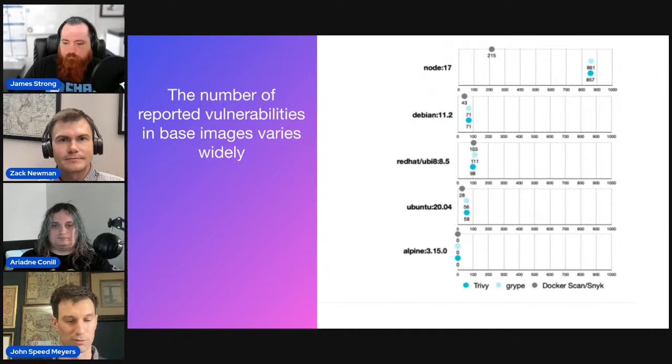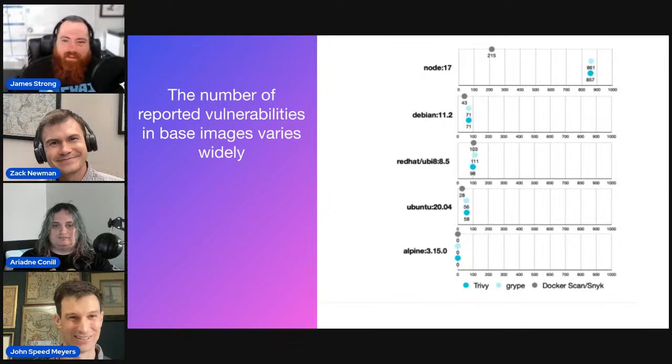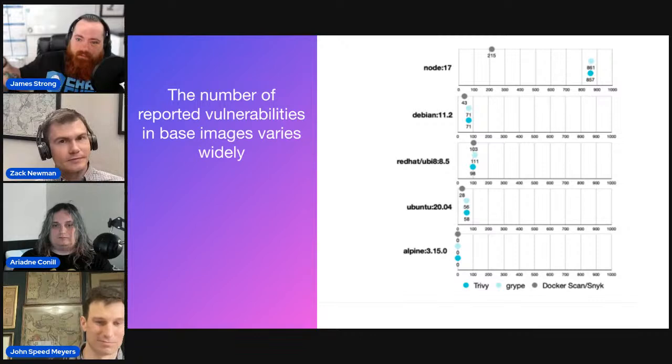And then there's a third category. And Alpine is not the only one like this, but it is the only one in our analysis like this, where no matter the scanner, there were zero reported vulnerabilities on that day it was scanned for that version. As a maintainer, I was going to ask and point that out, because this is the day you did that scan. That's right.